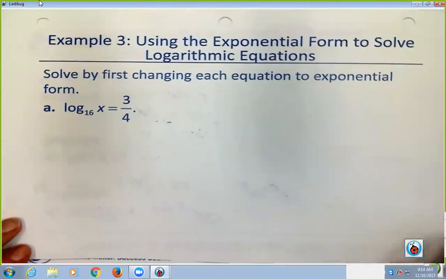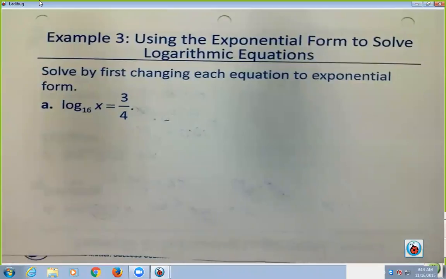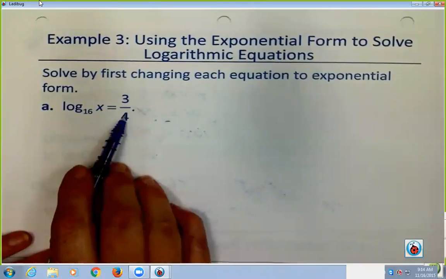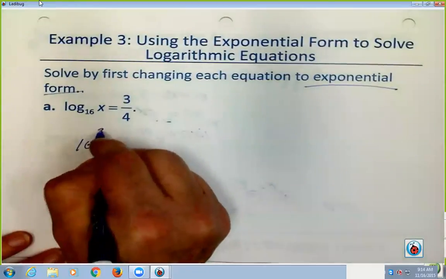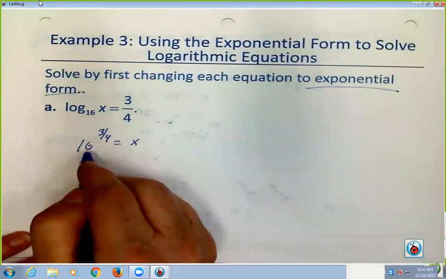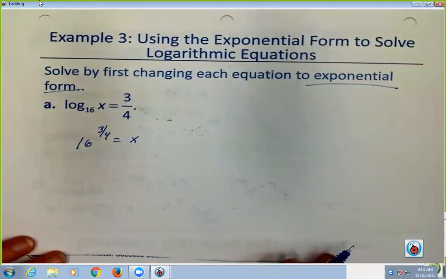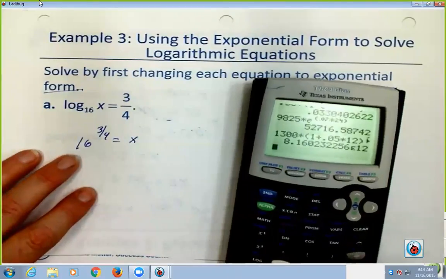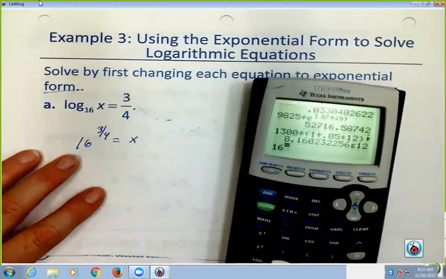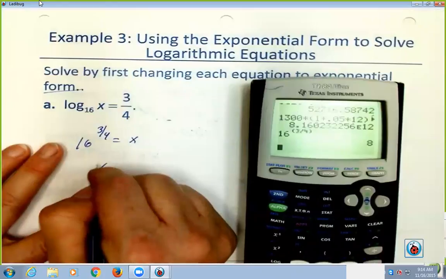This one, in solving them, one of the easiest ways to do that is to reverse it back into exponential form. So we're going to put it back into exponential form. So 16 to the 3/4 power is going to equal x. So once I get it back to that part, then I can just find it. Just use your calculator. So 16 raised to the 3 divided by 4, or 0.75 if you want to put that in there. And you're going to get an answer of 8.